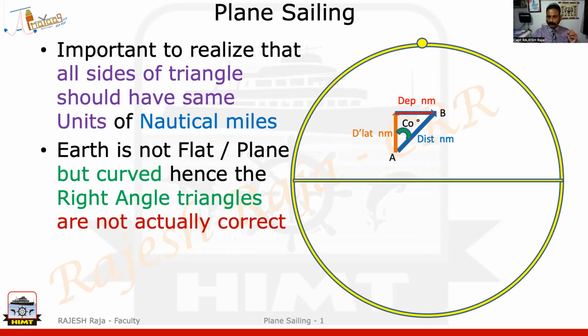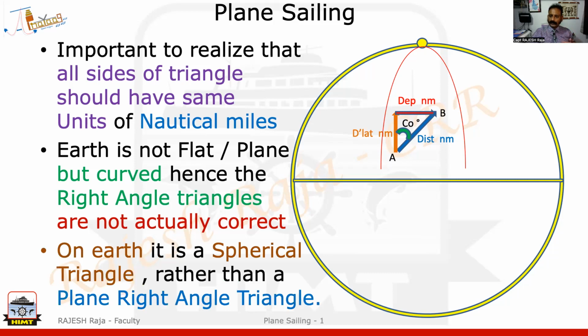So if I try to show you in a two-dimensional picture, those are the two meridians. So it is curved. And in fact, if I draw, let us say, a triangle on the Earth's surface, it is not a plain right angle triangle. It is basically a spherical triangle. And in two dimensions, a spherical triangle is shown like this.